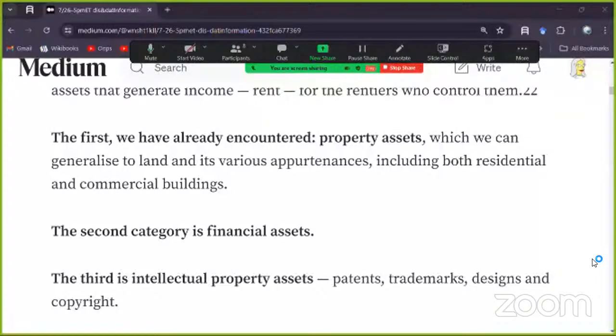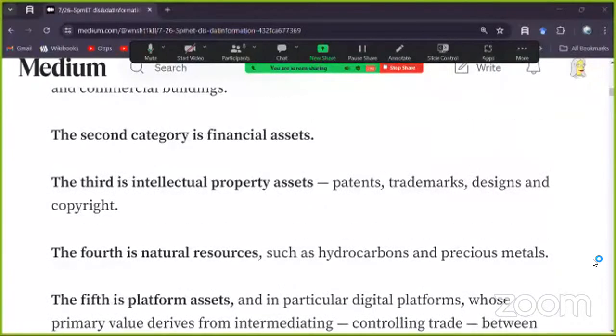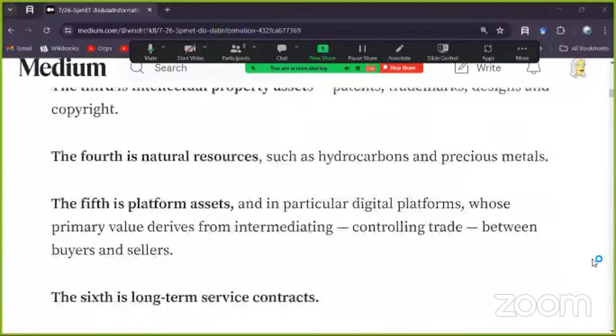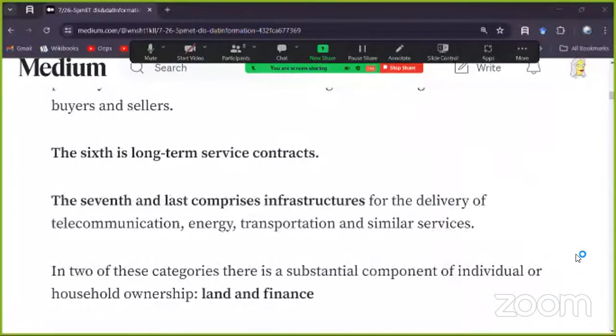The second category is financial assets. Third is intellectual property assets. Fourth is natural resources. Fifth is platform assets, that is digital platforms. The sixth is long-term service contracts of all kinds. And the seventh, the last, comprises infrastructures for the delivery of telecommunication, energy, transportation, and similar services. So there's a lot of stuff there.